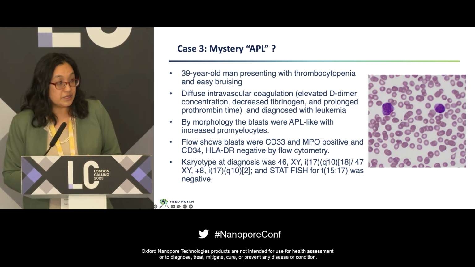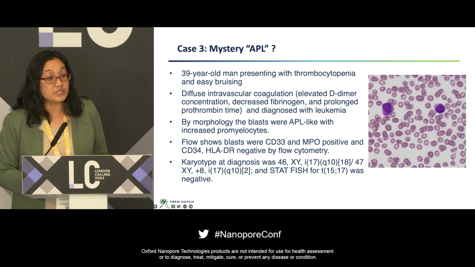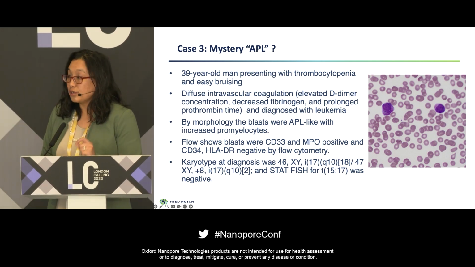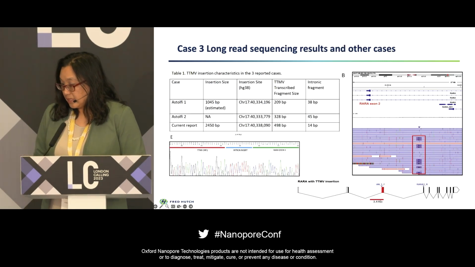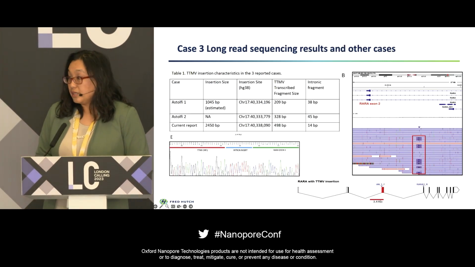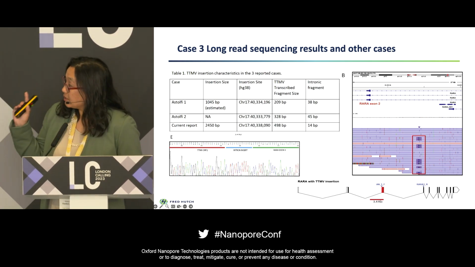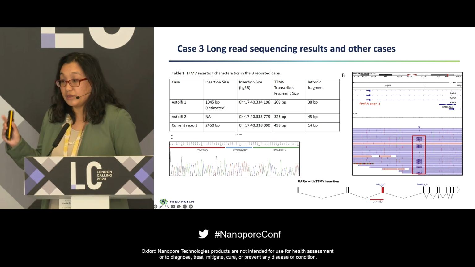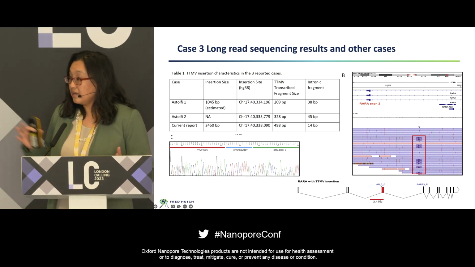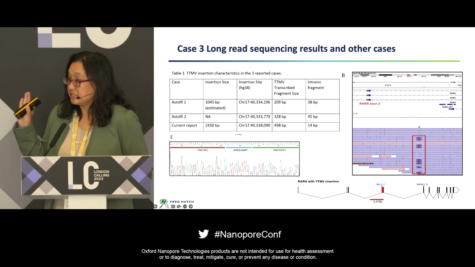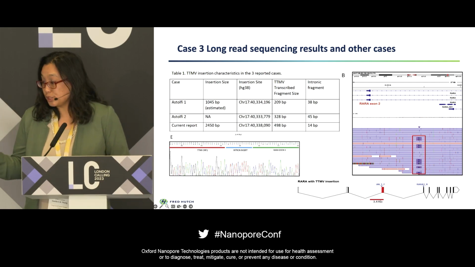However, karyotype showed an isochromosome 17 and not the classic 15;17 translocation. STAT FISH also did not show the classic PML-RARA fusion. Long-read sequencing showed a genomic insertion between exon 2 and exon 3 of RARA in the intronic region. That's a long intronic region. So normally, by any other method, you would never have been able to detect this. Only by nanopore sequencing could you have detected this intronic insertion.